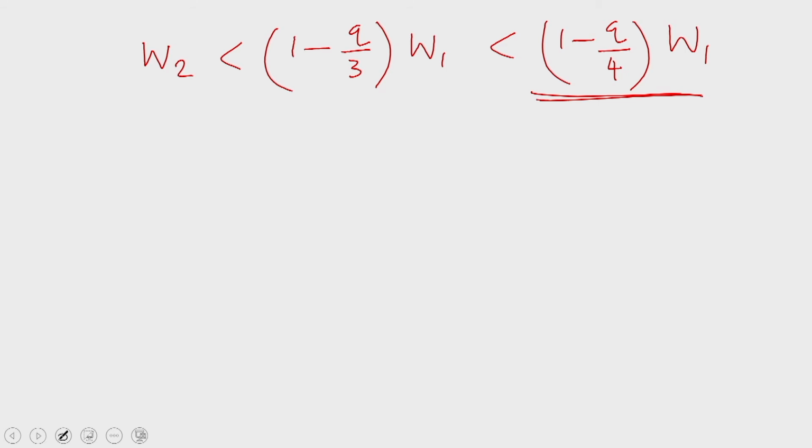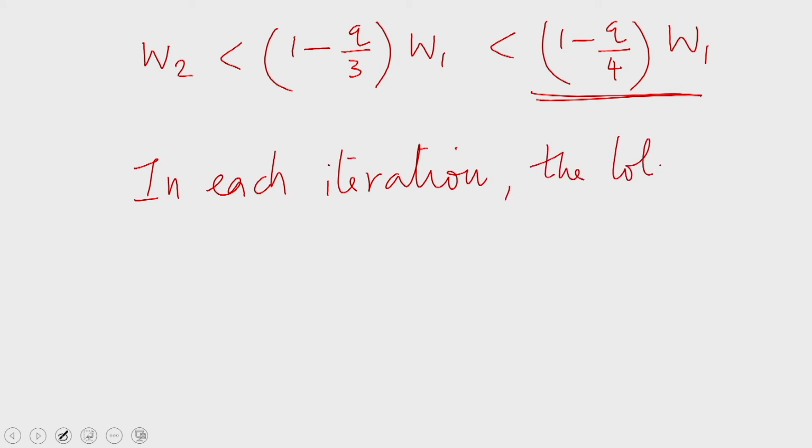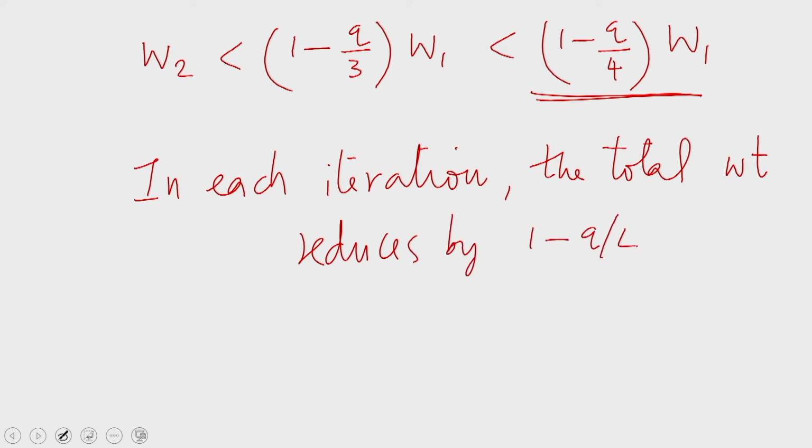Therefore, combining all the three cases, we can claim that in each iteration the total weight in the system reduces by a factor of 1 minus q by 4. This is because every vertex should belong to one of the three systems in every single iteration. Therefore, in every single iteration, the weight reduces by a factor of 1 minus q by 4.